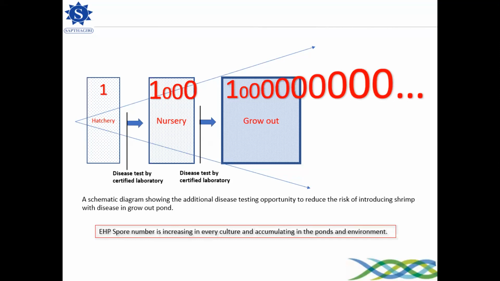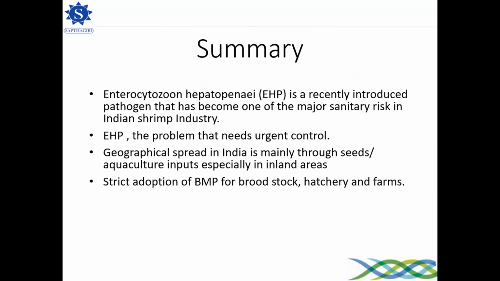EHP spore number is increasing and accumulating in the pond environment. Enterocytozoon hepatopenaei is a recently introduced pathogen that has become one of the major sanitary risks in the Indian shrimp industry. EHP is a problem that needs urgent control. Geographical spread in India is mainly through seeds and aquaculture inputs, especially in inland areas. Strict adoption of BMP for broodstock, hatchery, and farms is to be taken.